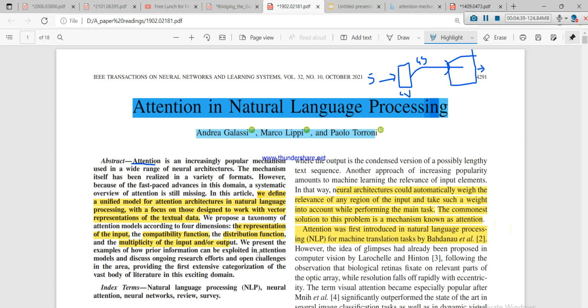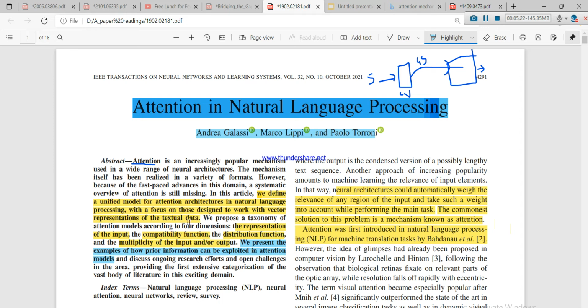They have also presented examples of how prior information can be exploited in attention models, because that was a problem in the previous paper: the encoder-decoder model suffered from gradient exploding. Then they have discussed ongoing research efforts and open challenges in this area. They have provided the first extensive categorization of the past body of literature in this domain.